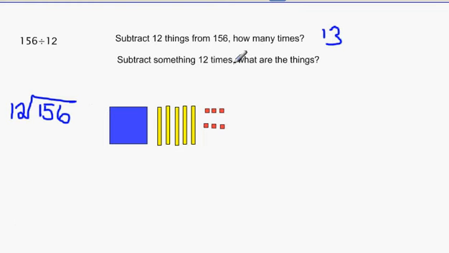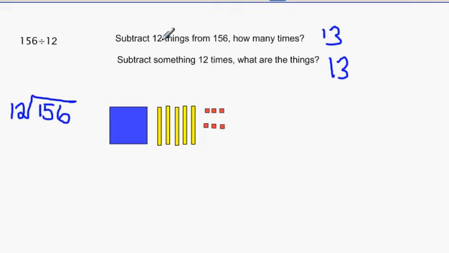Subtract something 12 times. What are those things? If I subtract something 12 times, I'd have 12 circles, and in each of those circles I'd have 13 little red things. But we want to find a shorter way of doing that, so we're going to talk about connecting it to our standard algorithm over here.